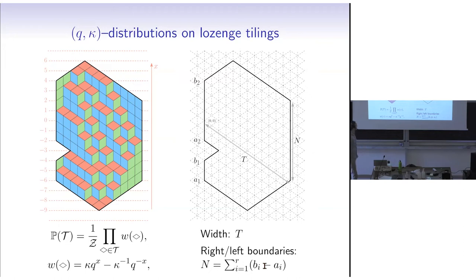Now, what is the probability measure that we introduce on tilings of this domain? The probability of each tiling will be proportional to the product of weights of the red lozenges, or if you want, horizontal lozenges. And the weight of each lozenge will be given by this function here. We will introduce a vertical coordinate system, which we'll be calling x. And we will introduce two parameters, kappa and q. The weight of each red lozenge will be kappa times q to the x minus kappa inverse q to the minus x. So that's a formula. It defines a probability distribution. For each tiling, you compute the product of these weights. Now you can ask questions about this probability distribution.